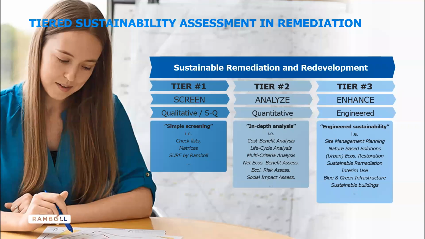As pointed out in the previous slide, a tiered approach should be applied to sustainability assessment. This means that the right level of analysis should be applied at the appropriate stages. In the first stage of a project, quantitative or semi-qualitative screening is often sufficient to identify the key sustainability indicators that can potentially have impact on a remediation project. Various approaches can be used, such as checklists, matrices, or the SURE by Ramboll tool, which will be showcased today. Once the key criteria have been identified, and if need be, these can be analyzed more in depth using the necessary quantitative tools. For economic questions, for example, CBA, for environment, LCA or environmental risk assessment, and for social questions, the social impact assessment.